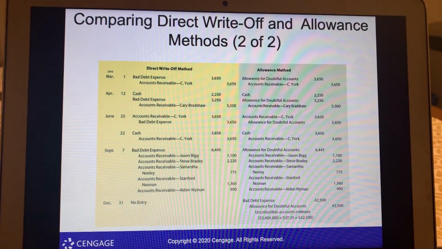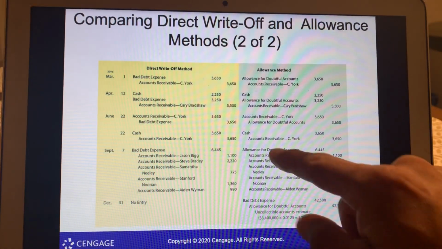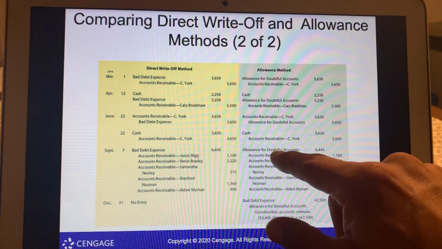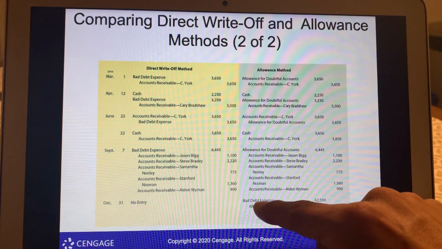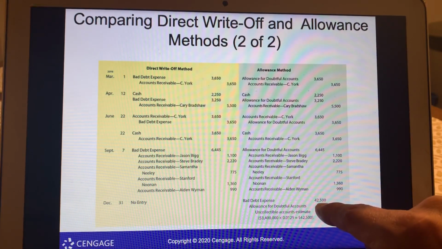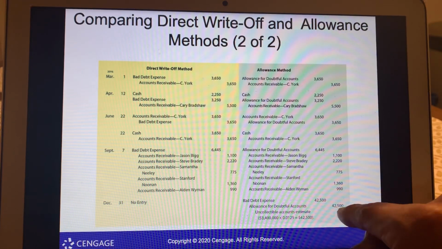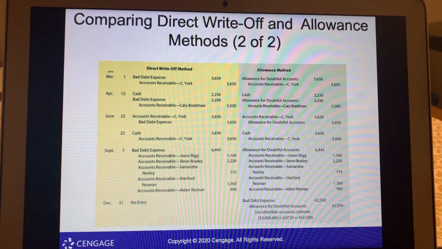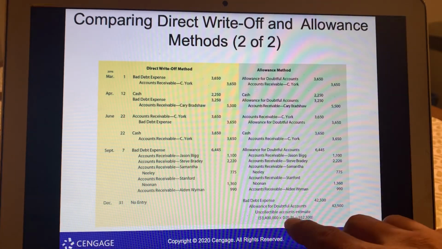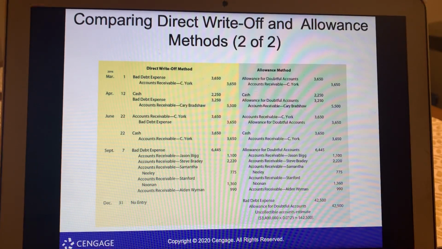Sometimes you don't want it to get too high, okay? And again, they look very much the same, except that one says expense. This one says doubtful accounts. Now we have bad debt expense, so $42,500 is then written off onto our income statement, and then allowance for doubtful accounts, okay? And here's where that 1.25% comes in, right there, of the 3.4 million.